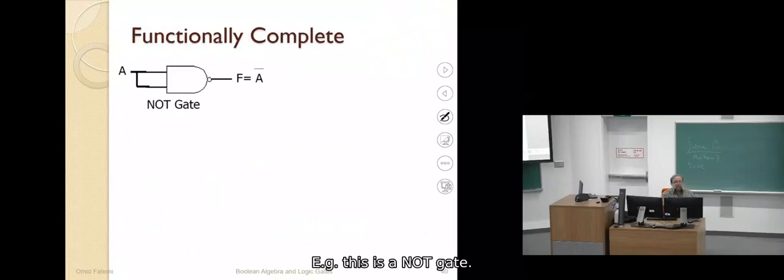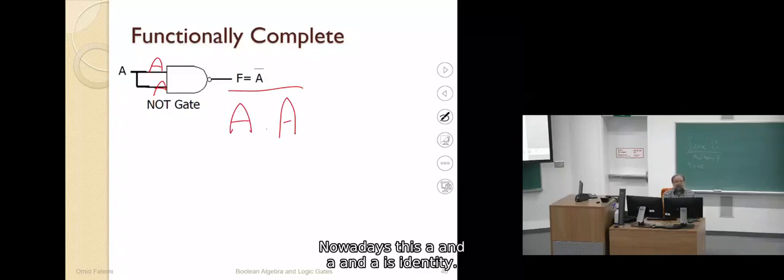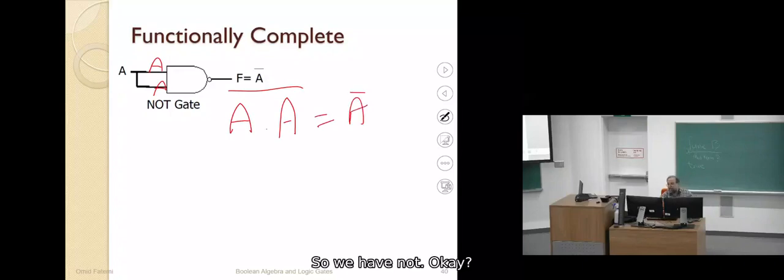For example, this is a NOT gate. If you connect both inputs of the NAND gate, then you have a NOT. Do you agree? Let's see. Here we have A as one input, and A as the other input. So this is NAND of A and A. A AND A is identity, A AND A is A, so we have NOT A. We just used a NAND to build a NOT. Okay, let's go to the next one.